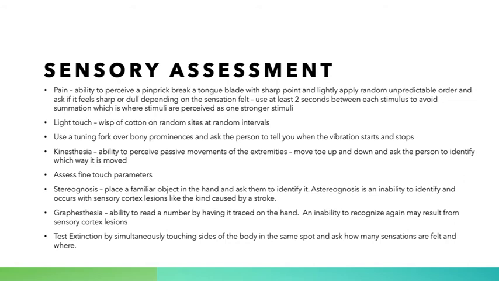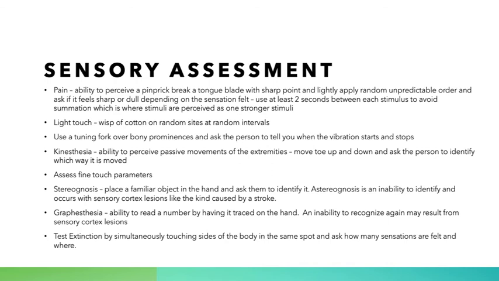Next, we may use a tuning fork over bony prominences on the body and ask the person to tell us when the vibration starts and when it stops. We also may look at their ability to perceive passive movement of the extremities. For example, we're testing kinesthesia by moving their toe up and down and asking them to identify which direction we have moved it in.